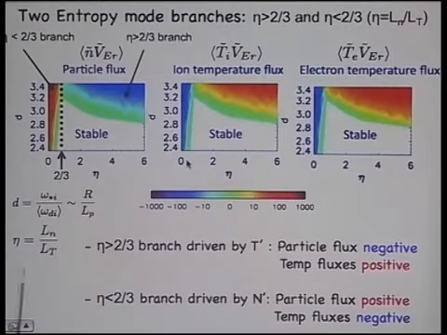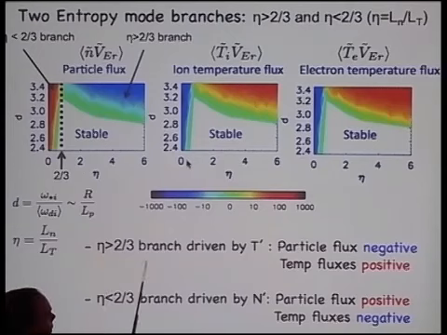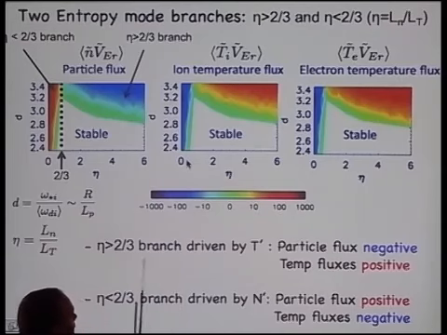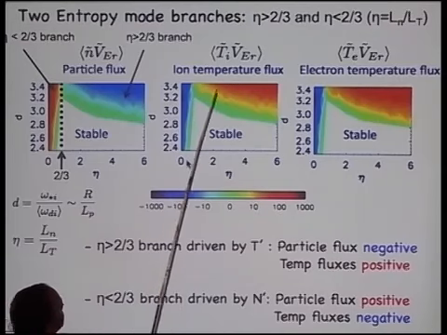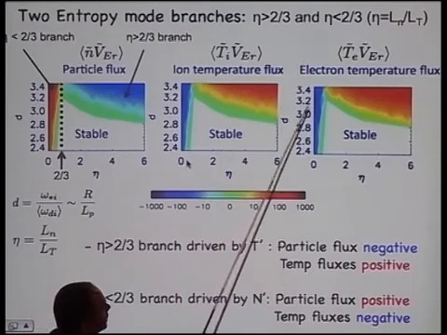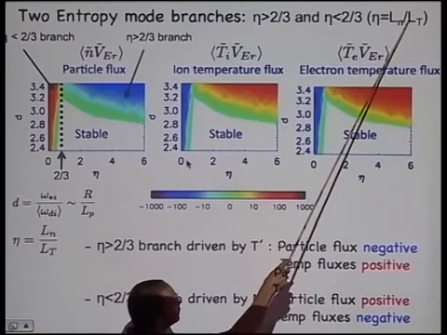All right, now here's where the entropy mode starts getting interesting. It turns out that there are two different branches of the entropy mode: a branch for when eta is greater than 2/3 and a branch when eta is less than 2/3. And eta is Ln over LT.